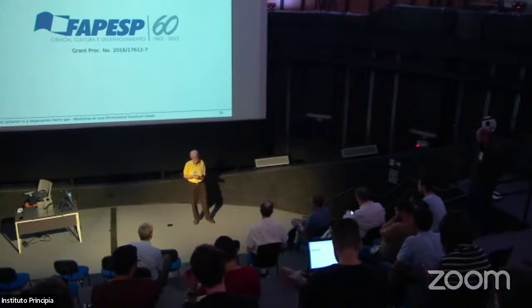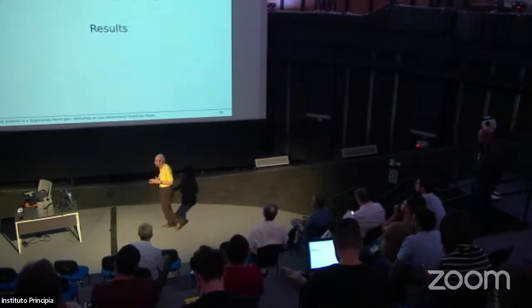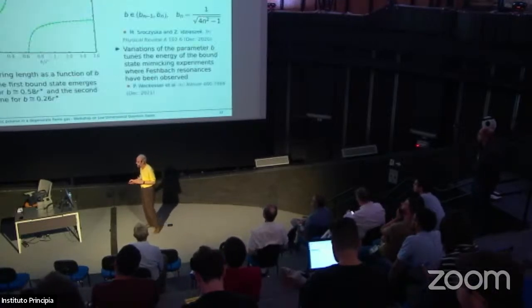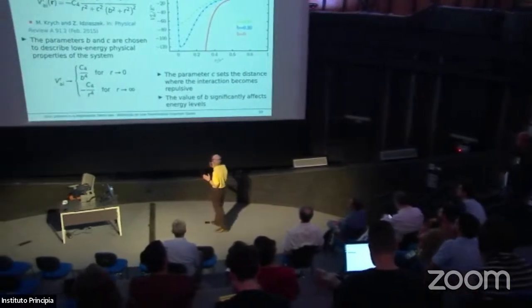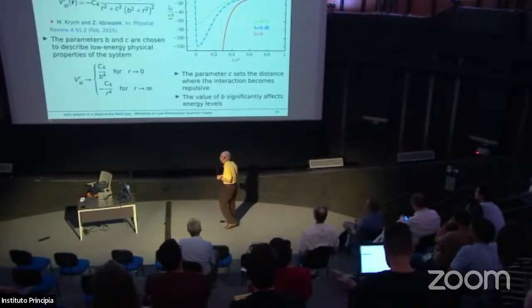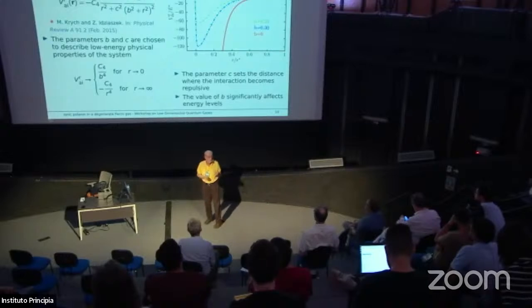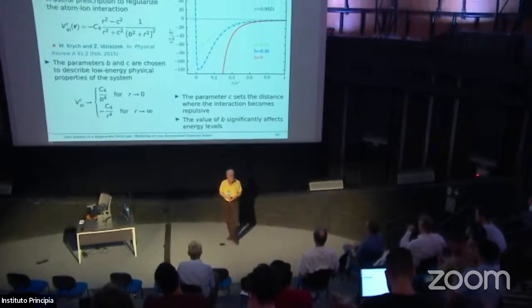We keep the position where we start having a repulsive potential, and then we change this B. By changing this B, what we do is to change the depth of the potential. Here you see this is quite sensitive to the value of B and the range of the potential, which means changing B is related to the scattering length of the problem.